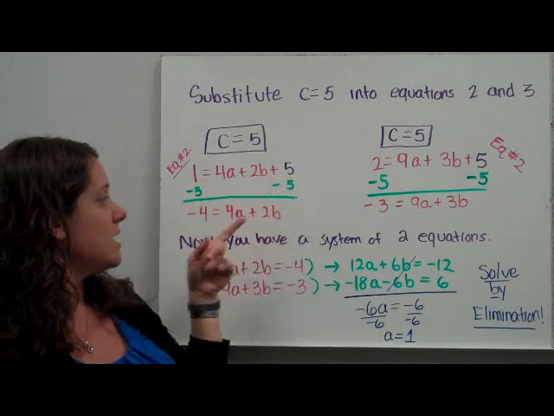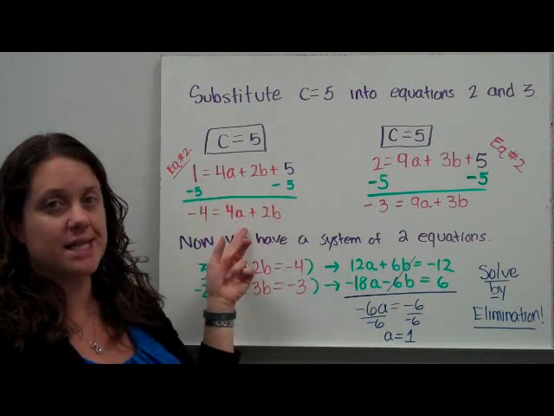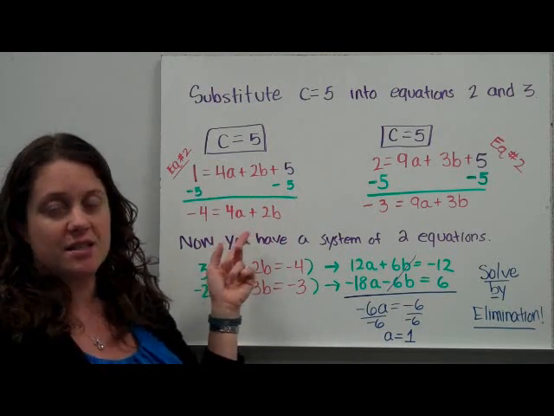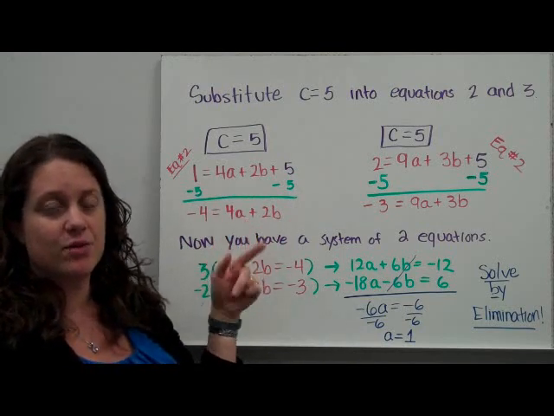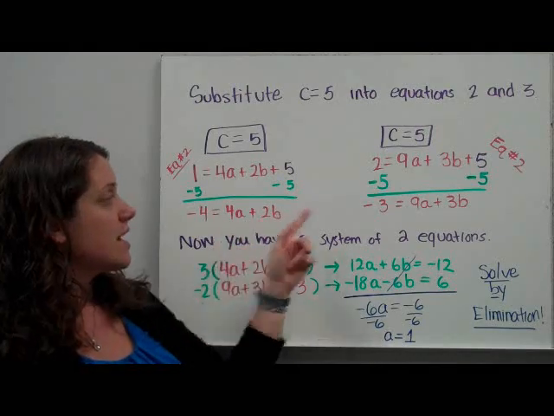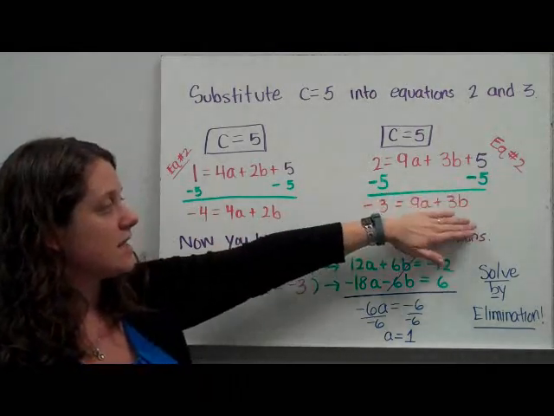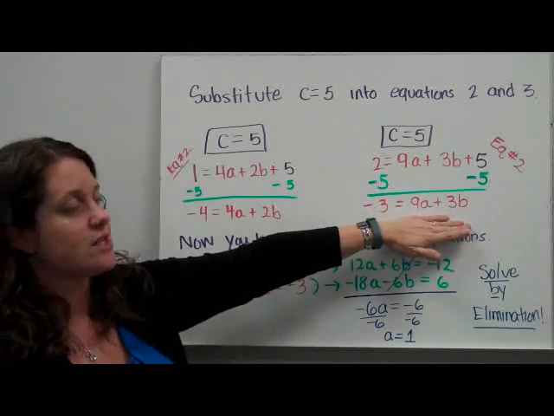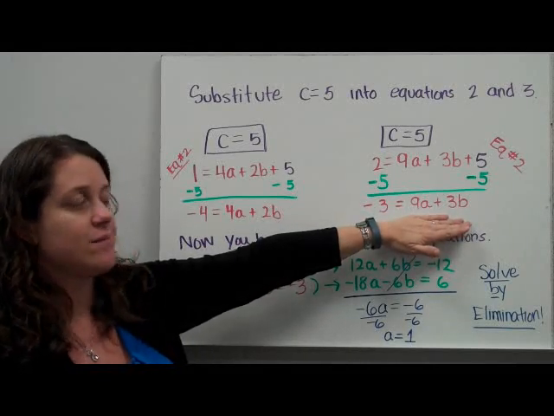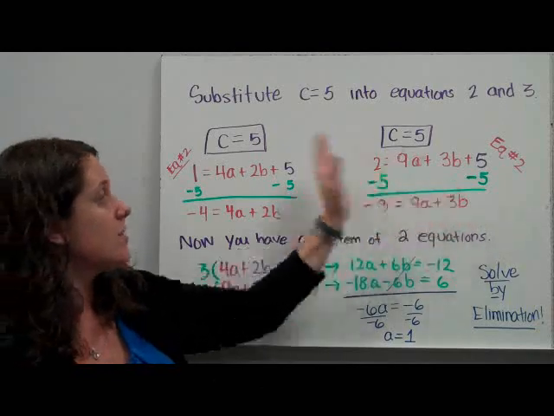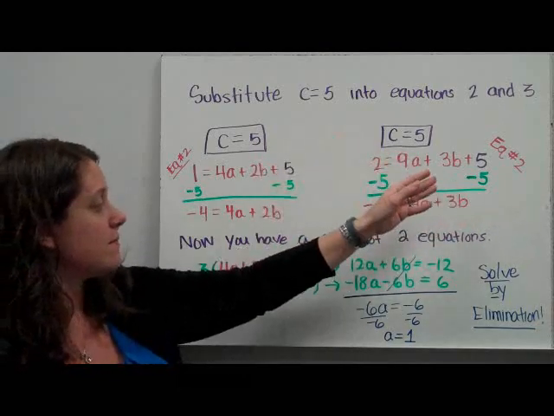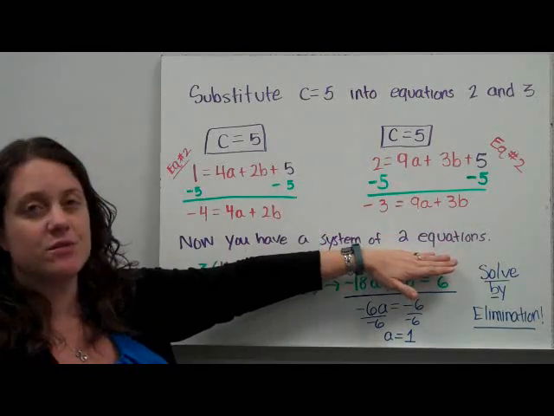Subtract 5 from both sides, so now I have what looks like just a plain linear equation. It doesn't say x and y, it says a and b, but it's the same thing. We know we can have different variables. Over here I plug in 5, subtract 5 from both sides, and I end up with, again, what looks like a linear equation: negative 3 equals 9a plus 3b. So I plugged c into the second and third equations, and now I just have a system of 2 equations.